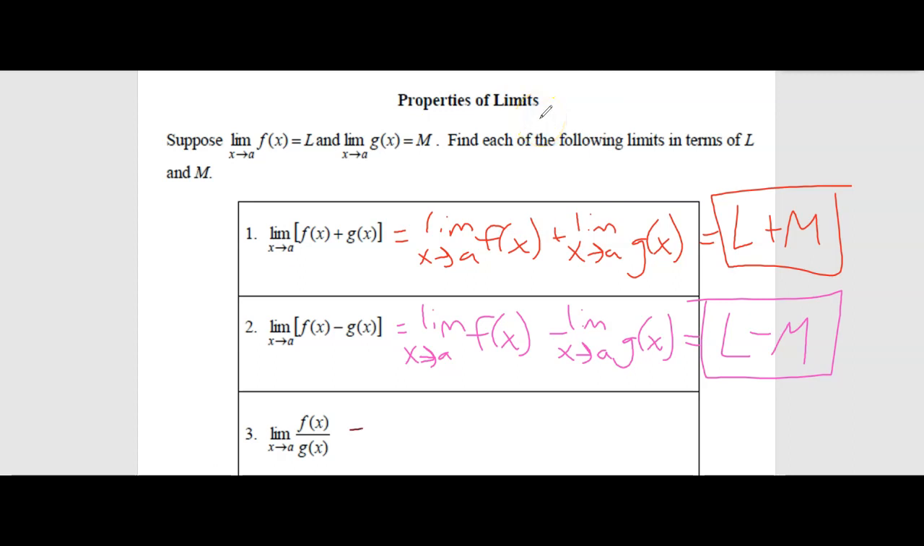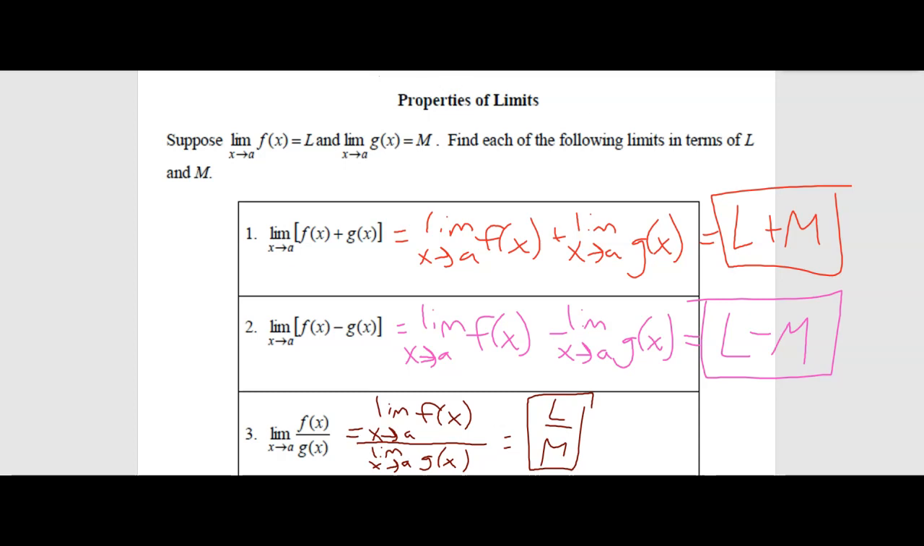Let's do division. So this is the example we just talked about. This should be x is approaching a, not a is approaching a. Oops. So we'd get L divided by M.